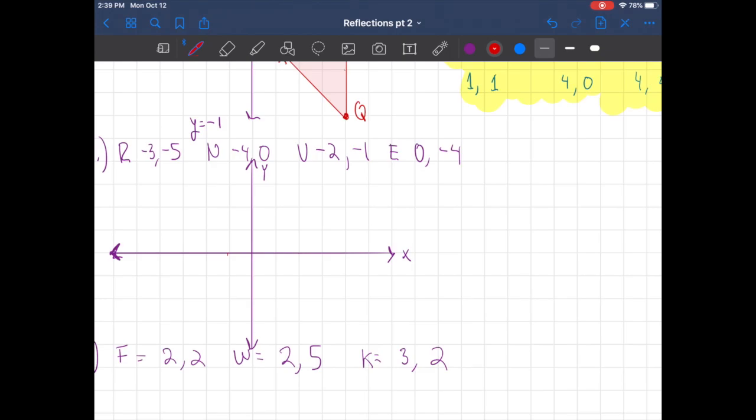1, 2, 3. 2, 3, 4. Oops, my bad. Should give myself more space. That's letter R. Then I have negative 4, 0. 1, 2, 3, 4. Please give yourself more space, not like Mr.